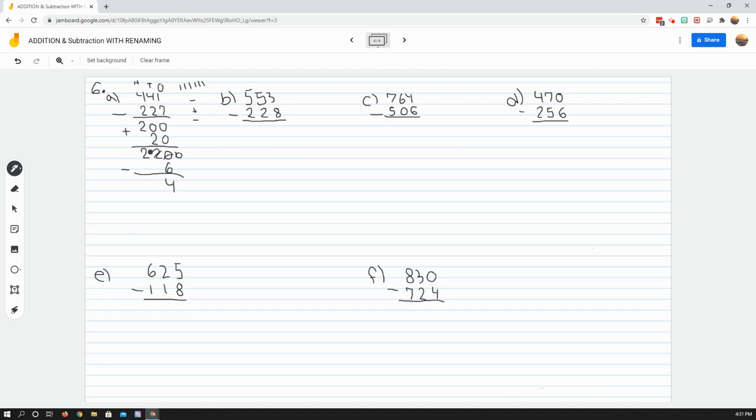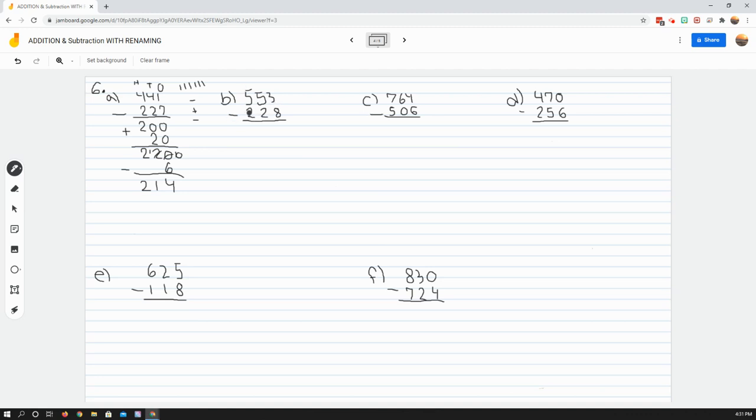And now I don't have to subtract anything. 1 minus nothing, it's still 1. 2 minus nothing, it's still 2. So the answer is 214. That's going to be my answer. Let's do letter B. 553, and I have to take away 228.